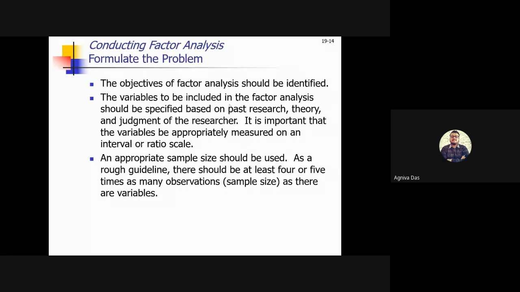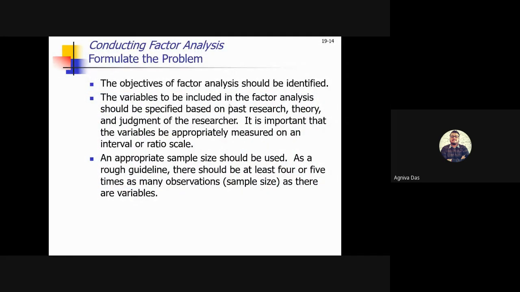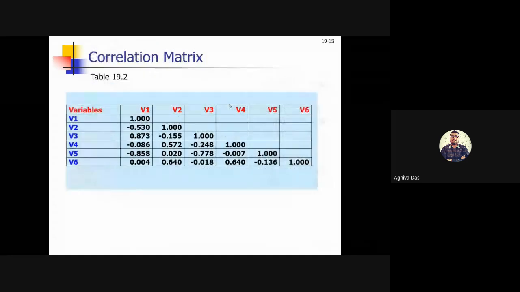An appropriate sample size should be used. As a rough guideline, at least 4 or 5 times as many observations as there are variables. So if you are working with, let's say, 10 variables, there should be at least 40 to 50 samples available. But again, that is a rule of thumb. There are other researchers who have published certain other tables, such as the Tracy Morgan tables and many others, which tell you what sample size to take based on how many variables you have and what type of scaling is done. So there are those things as well.